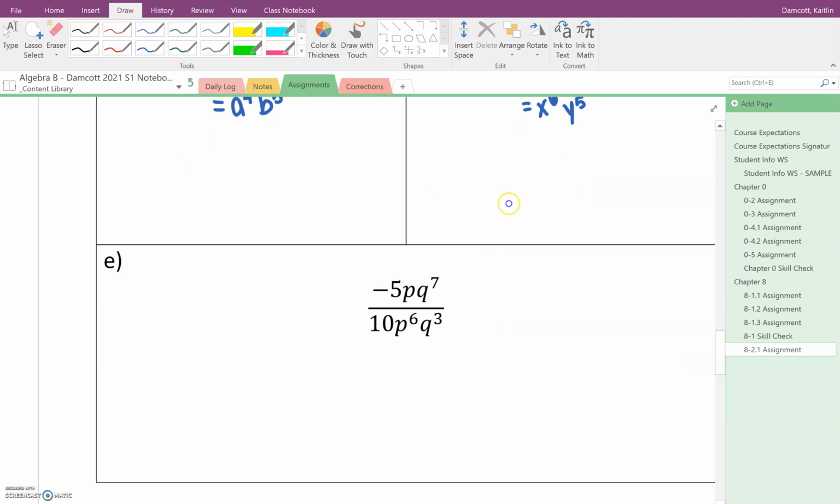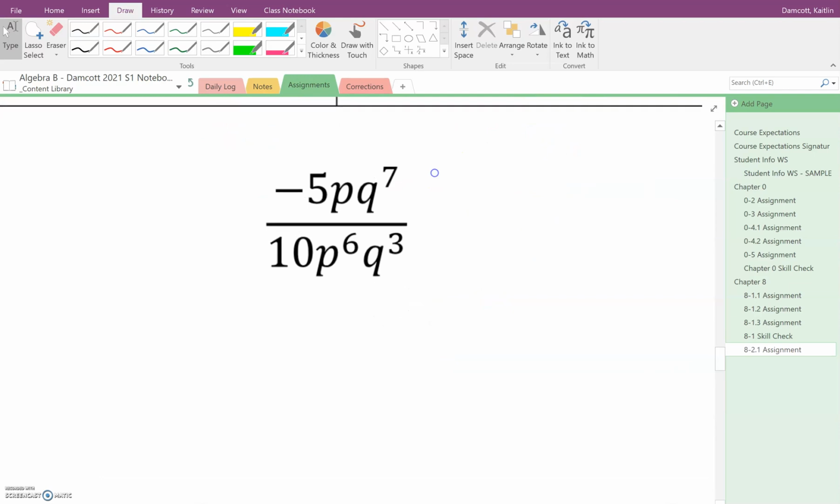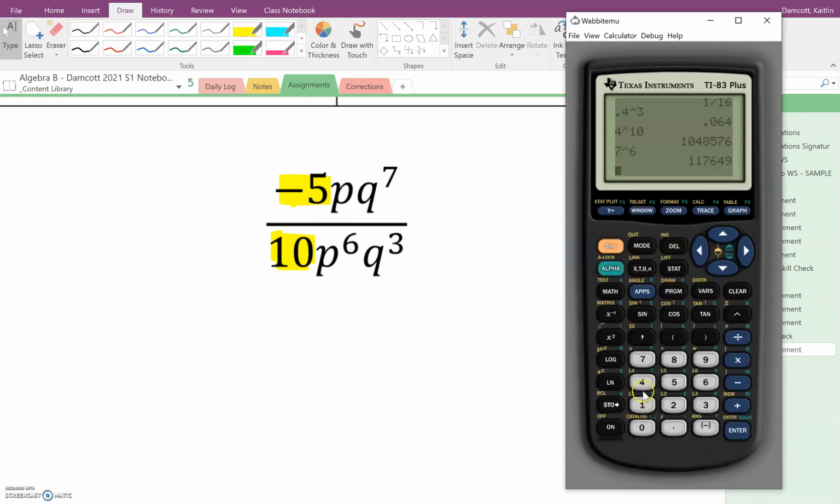Okay. Last example that we have here, this one is a combination where we have both numbers and variables. So the first thing that I'm going to do is focus in on the numbers. So I have -5 divided by 10. Now some of you might be able to recognize that this can be simplified to -1/2. If you are not one of those people, it's okay because the calculator can do the work for us. So I simply type in -5 divided by 10.